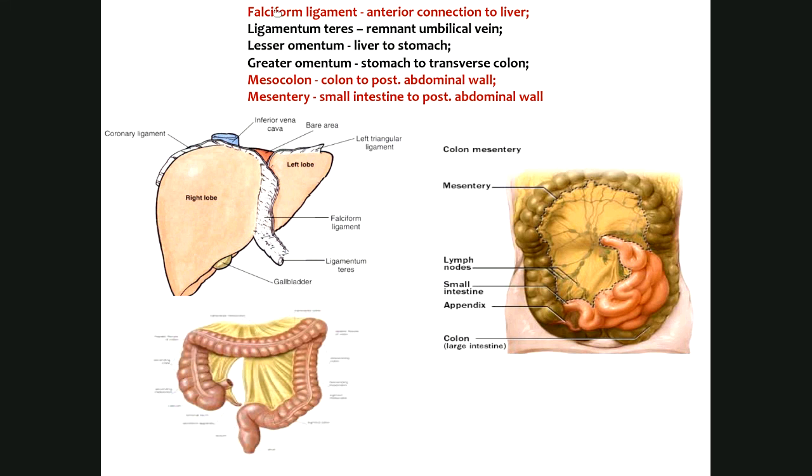Here's the falciform ligament. This is the liver. This is the right lobe. This is the left lobe. The falciform ligament connects the liver to the anterior abdominal wall. The mesocolon connects the large intestine to the posterior abdominal wall. This is the mesocolon. And the mesentery connects the small intestine to the posterior abdominal wall.